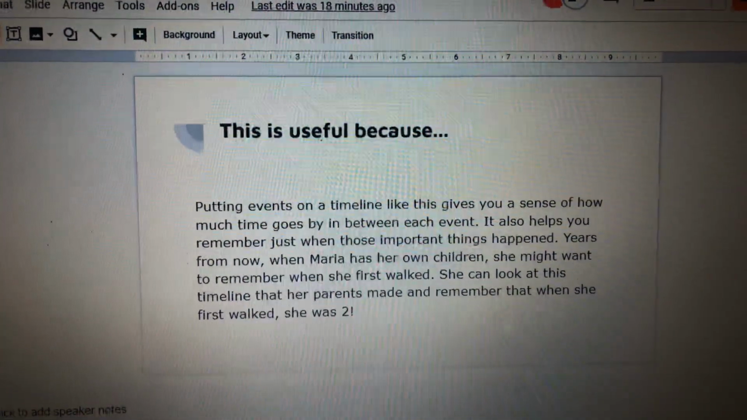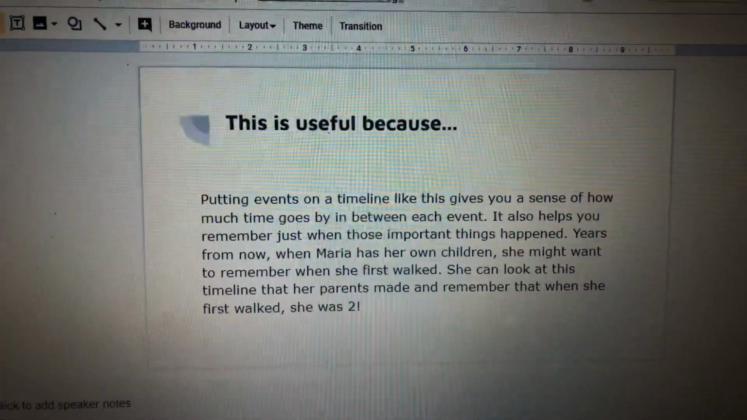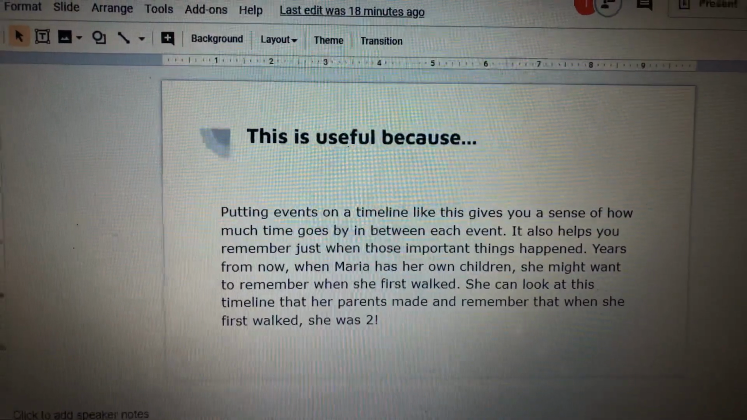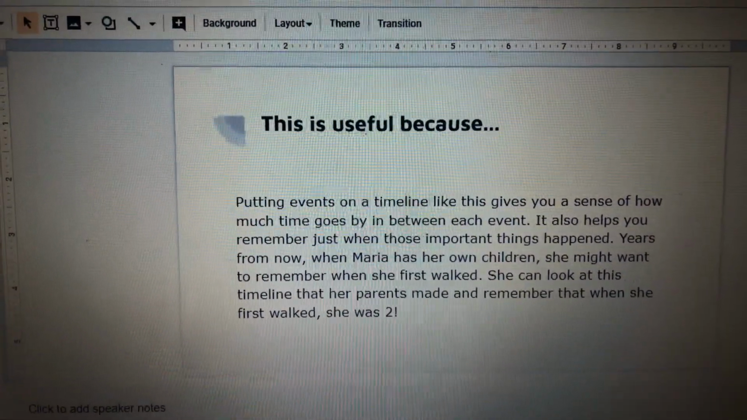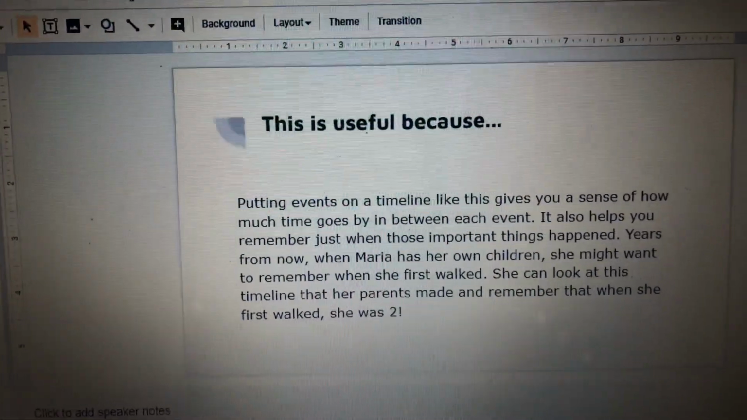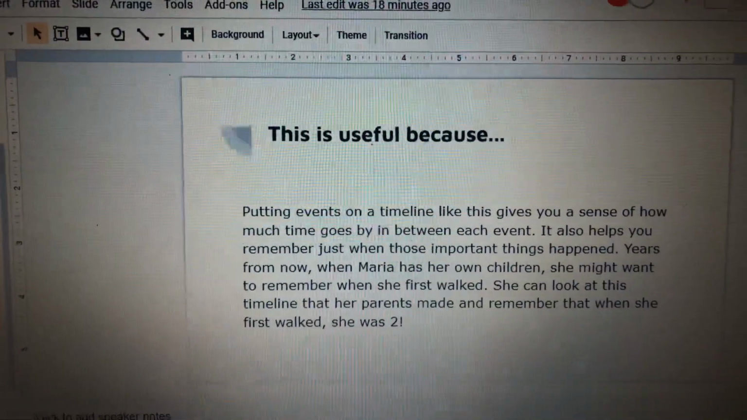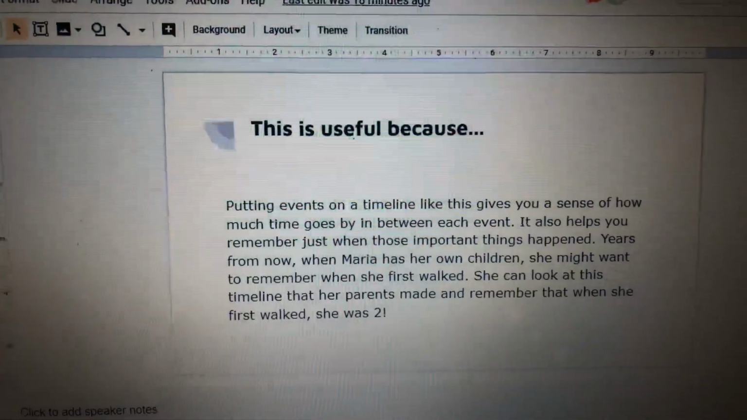Also, years from now, when Maria has her own children, she might be able to look back. Once again, I can go back to the virus. Same thing with the virus. Maybe years from now, we want to look back at this and say, wow, why did this happen so rapidly? What could we do to make it better next time? Same thing with Maria. Maybe she wants to look back, and maybe her child is learning how to walk when he or she is 1. She can compare it to hers and say, wow, this kid is super smart, right?